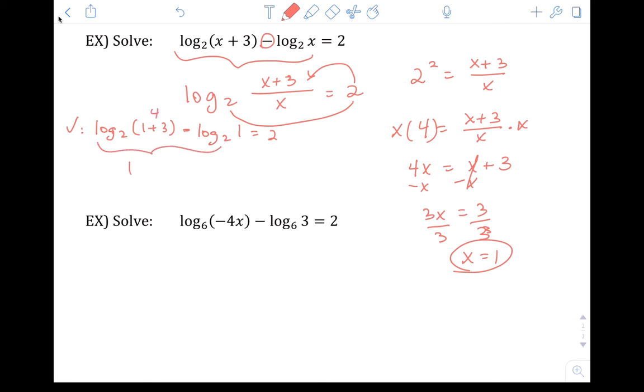When I condense those to 1 logarithm, I have log base 2 of 4 over 1 is supposed to equal 2. So is, in fact, log base 2 of 4 equal to 2? Well, is 2 to the second equal to 4? Yes, it is. 1 is our winner.